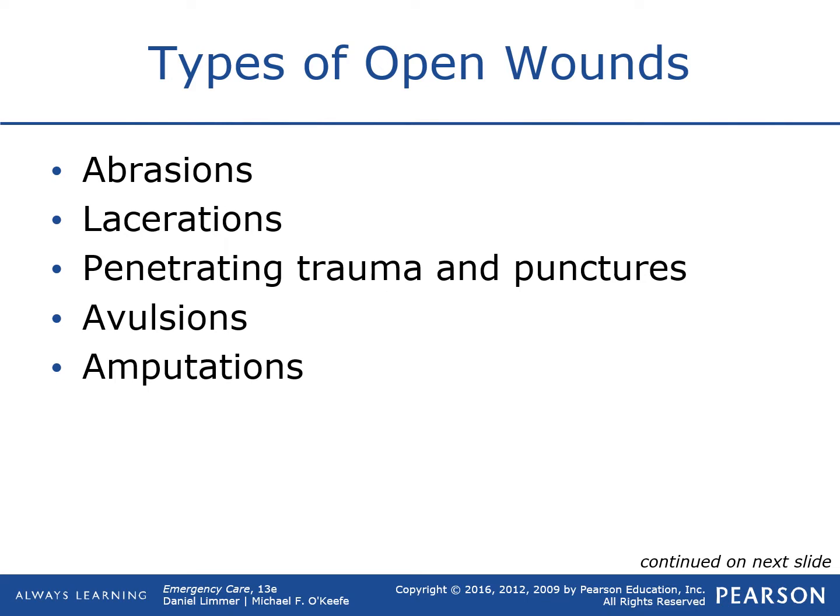So the different types of open wounds that we see will have abrasions, which are scrapes, lacerations, which are smooth cuts, penetrating trauma and punctures, so that's where we have something actually enter our body, whether it stays inside our body or comes back out. Avulsions, which an avulsion is a tearing away of skin, but you still have it connected somewhere. And then amputations, which is where you lose a body part somehow. It could be a finger, toe, it could be an arm or a leg. Can't really be a head, because if you amputate your head, you're not going to be alive anymore. But amputations are pretty well understood by the layperson.